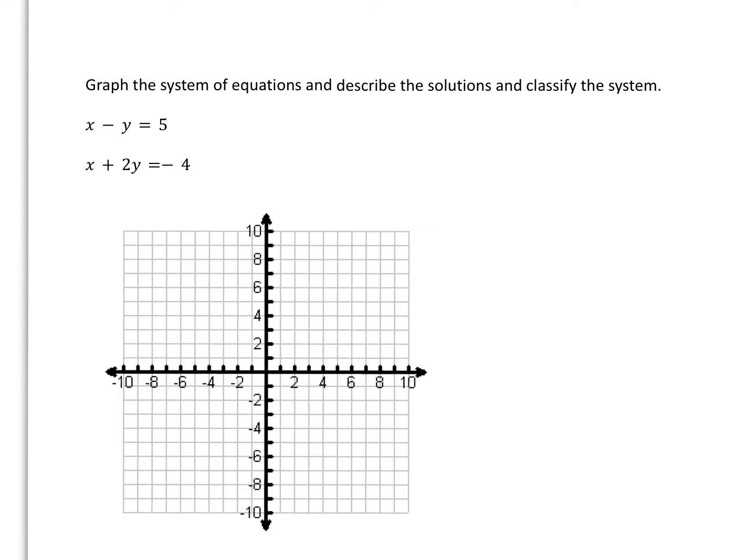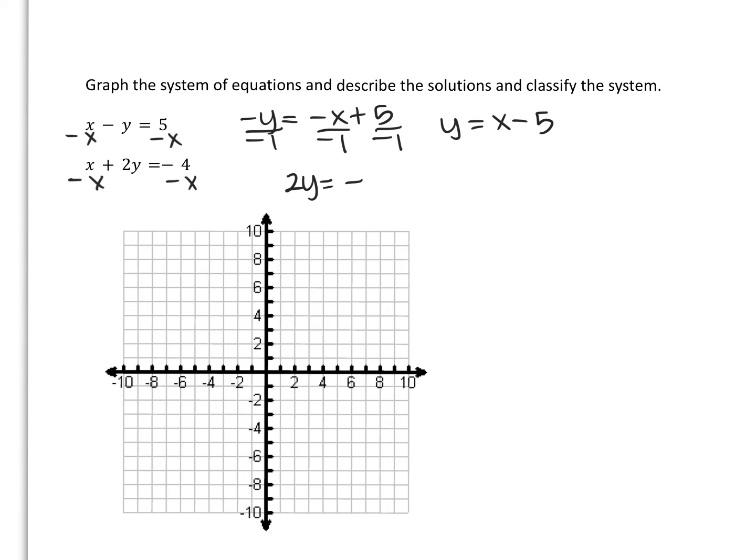Next we have x minus y equals 5 and x plus 2y equals negative 4. So for my first equation, to isolate y, I'm going to subtract x. We get negative y equals negative x plus 5. Then we're going to divide everything by negative 1. So we get y equals x minus 5. My second equation, we're going to subtract x from both sides. We get 2y equals negative x minus 4. Then I'm going to divide everything by 2, and we get y equals negative 1/2 x minus 2.